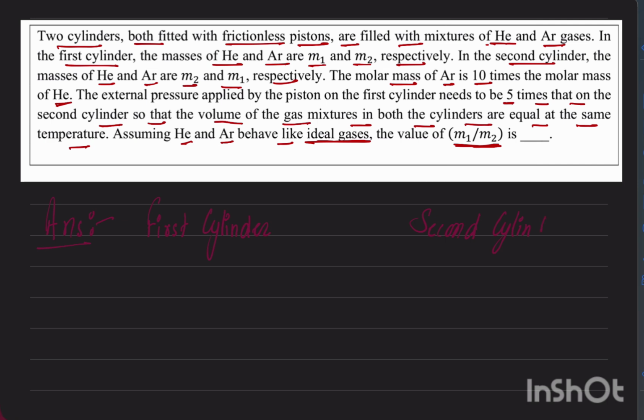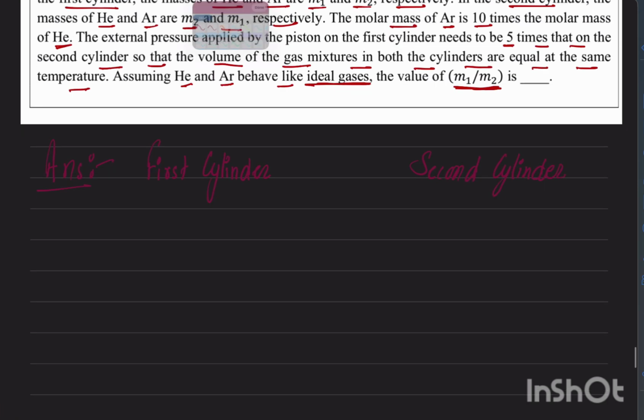Now, it is said that the mass of helium is M1 in the first cylinder, and the mass of argon is M2 in the first cylinder. The mass of helium is M2 in the second cylinder and the mass of argon is M1 in the second cylinder. The second thing is that the molar mass of argon is 10 times the molar mass of helium.